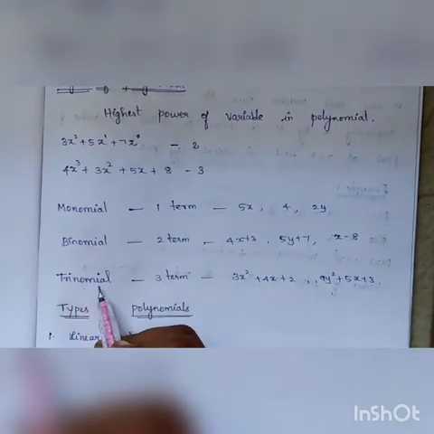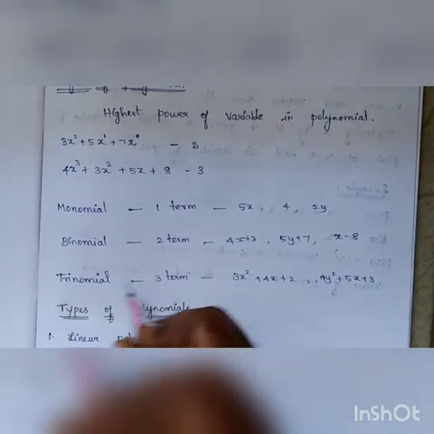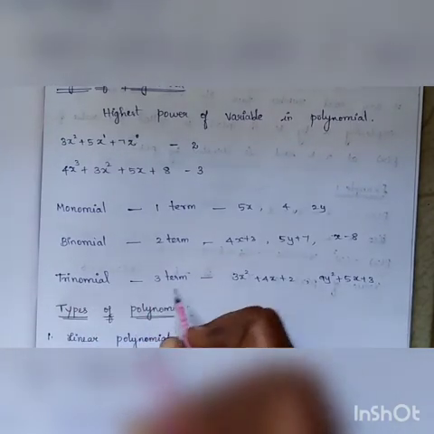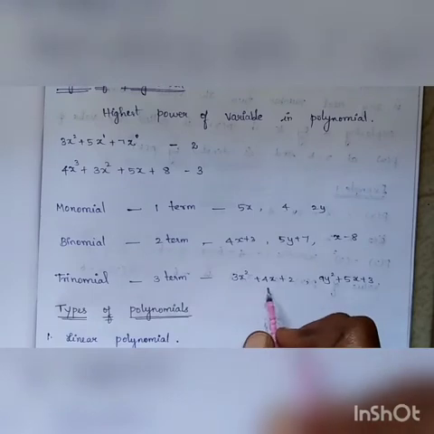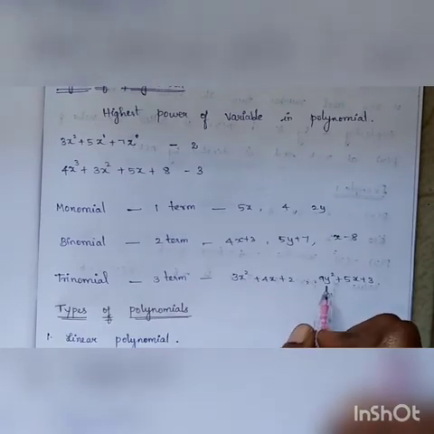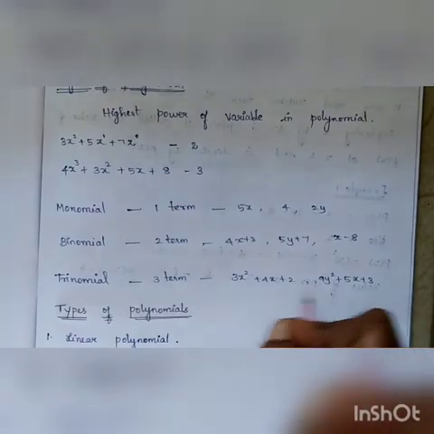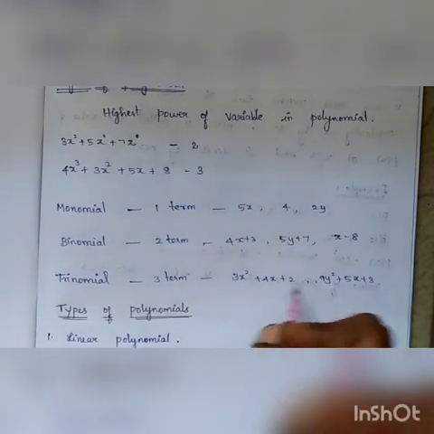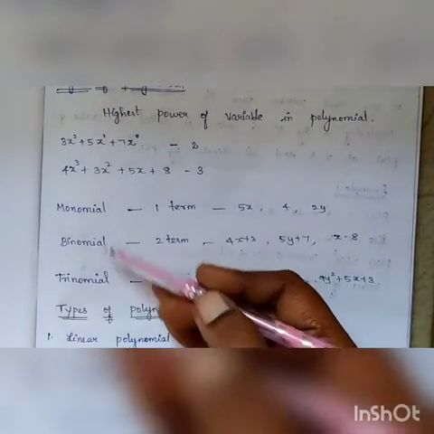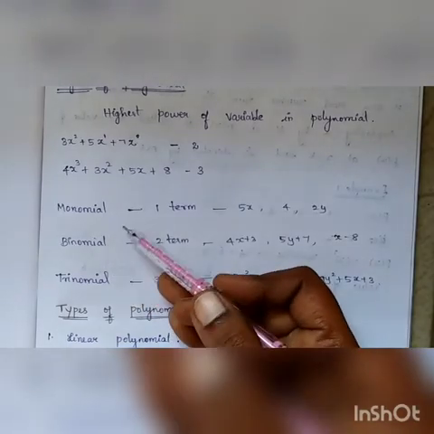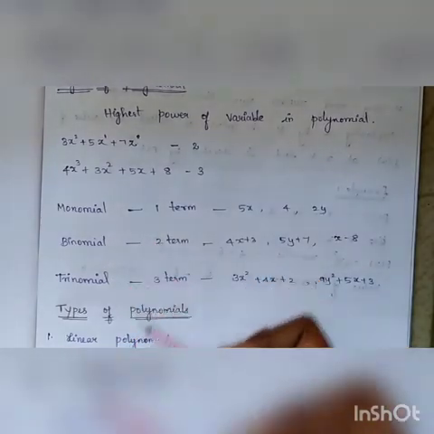Now trinomial, tri means 3, nomial means terms, so 3 terms are there. So 3x square plus 4x plus 2, 9y square plus 5x plus 3. So 3 terms are there here. With respect to terms, the names are monomial, binomial and trinomial.